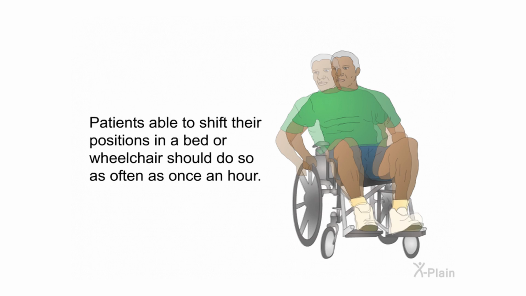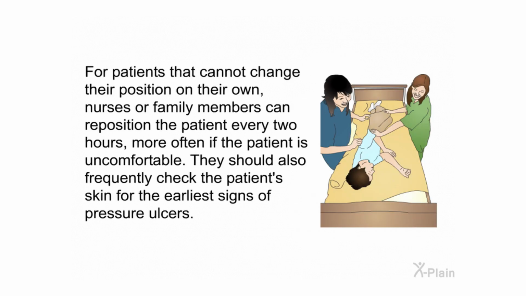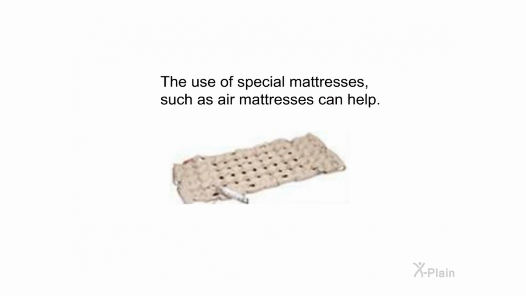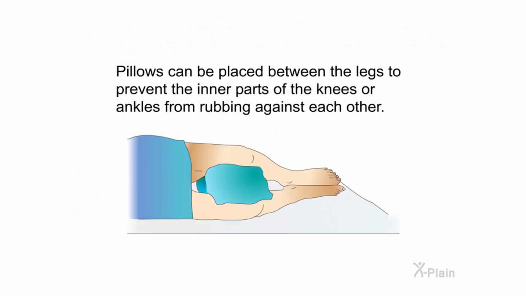Patients able to shift their positions in a bed or wheelchair should do so as often as once an hour. For patients that cannot change their position on their own, nurses or family members can reposition the patient every 2 hours, more often if the patient is uncomfortable. They should also frequently check the patient's skin for the earliest signs of pressure ulcers. The use of special mattresses, such as air mattresses, can help. Pillows can be placed between the legs to prevent the inner parts of the knees or ankles from rubbing against each other.